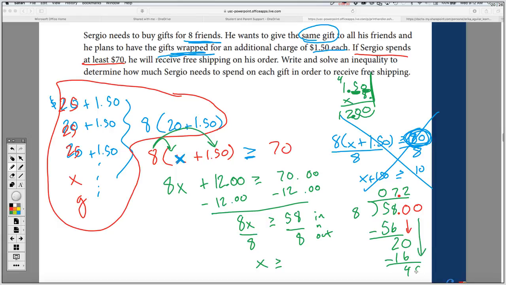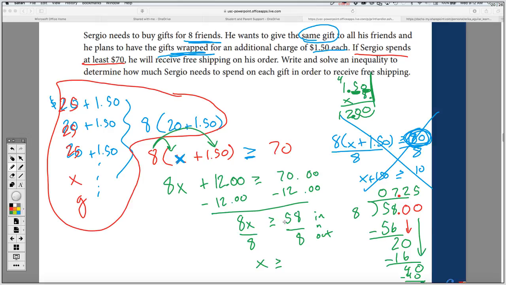Bring the other 0 down. 8 times what gives me 40? 5. Okay, so this is 40. Subtract 0. All right, so your answer is going to be 7.25.